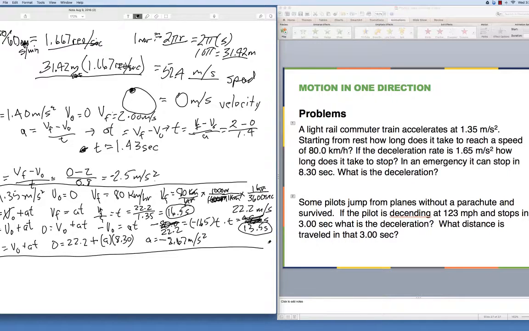Now let's take a look at this second problem. Some pilots jump from planes without a parachute and survive. If a pilot is descending at 123 miles per hour and stops in 3 seconds, what is the deceleration? Okay, we need to change this 123 miles per hour to meters per second.